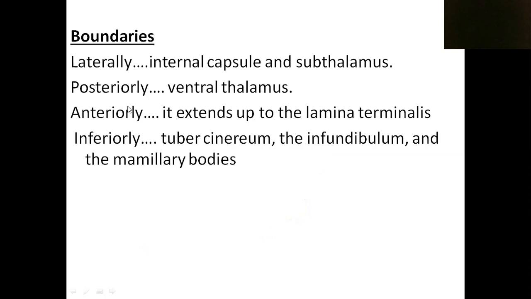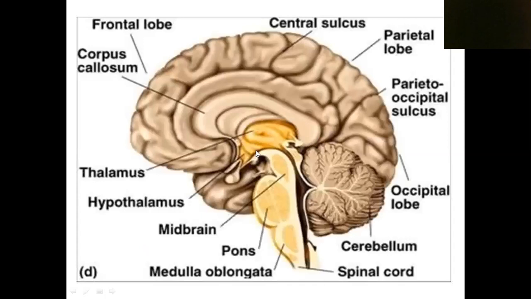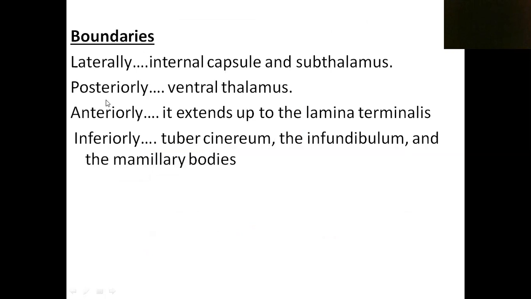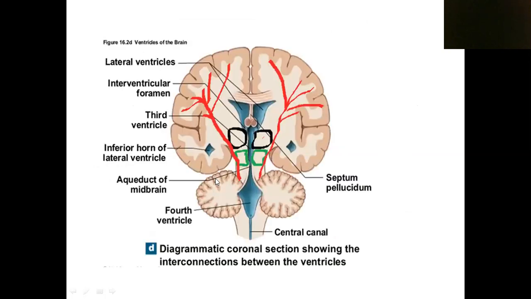Then anteriorly, it is limited by the lamina terminalis. So what is that lamina terminalis? See, this is the hypothalamus, and here we can see a thin structure. This is the lamina terminalis. So the lateral relation is clear, the medial relation is clear, then the anterior relation is also clear. Posteriorly, ventral thalamus. Then inferiorly it is related to the tuber cinereum, infundibulum, and mammillary body.